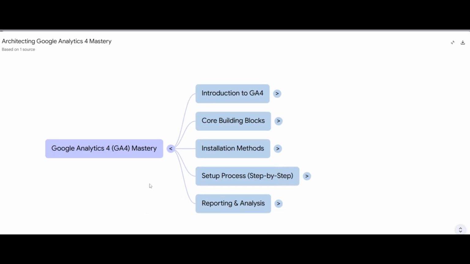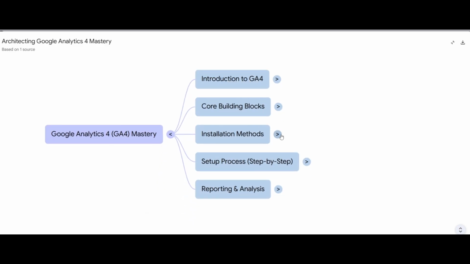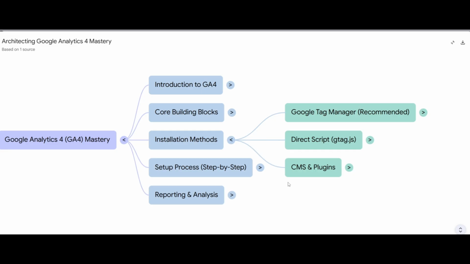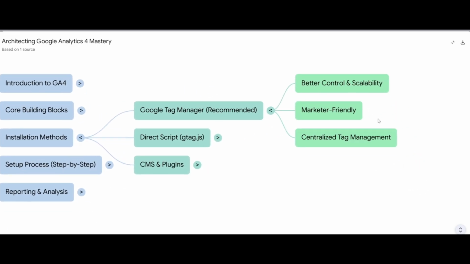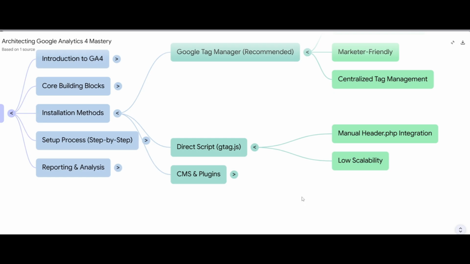Then it comes to installation methods. Google Tag Manager is recommended, and direct script. Google Tag Manager offers better control, is marketer friendly, and provides contextualized tag management. And direct script is JavaScript, manual and header PHP installation, and low scalability.